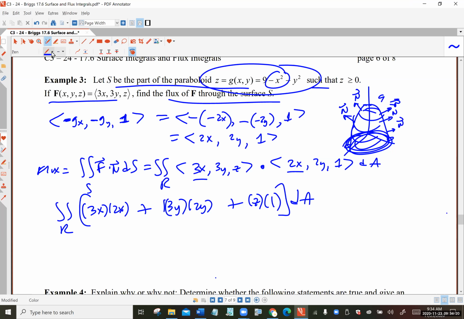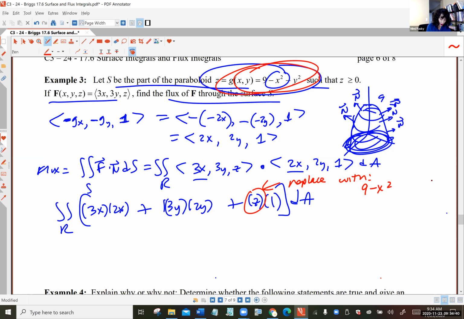You've got to convert your... there's a z in this big mess, and that's not cool. You're not supposed to have 3 variables. You're allowed to have 3 variables in a triple integral, that's totally legit, but in a double integral, hell no. So what are you going to replace this with? 9 minus x squared minus y squared. Yeah, this surface, 9 minus x squared minus y squared. That would be a good bet. Okay, so you want to do that as soon as you can.